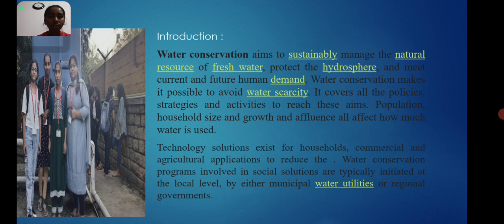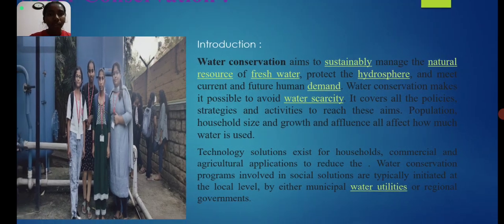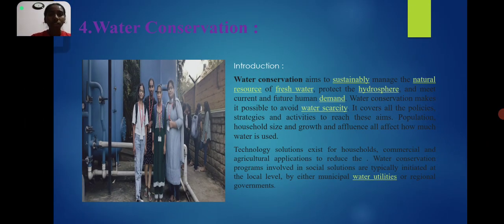Population, household size and growth, and affluence all affect how much water is used. Technology solutions exist for households, commercial, and agricultural applications to reduce water use. Conservation programs involving social solutions are typically initiated at the local level by either municipal water utilities or regional governments. As a part of water conservation, we visited our college wastewater treatment.